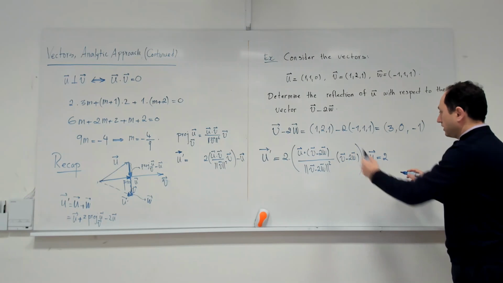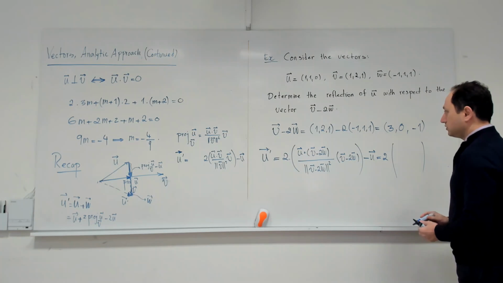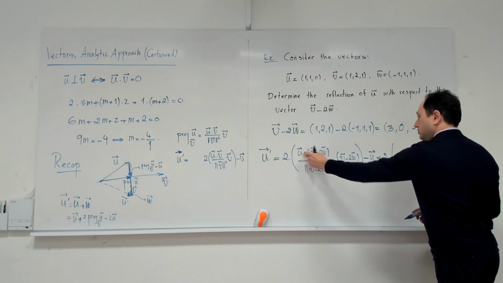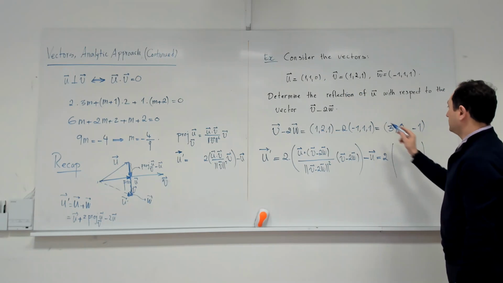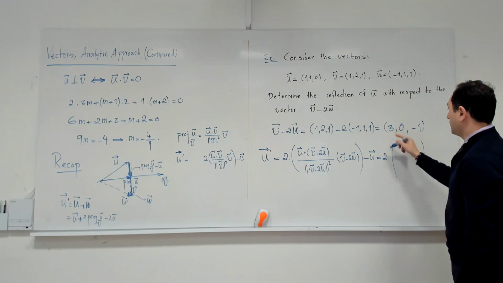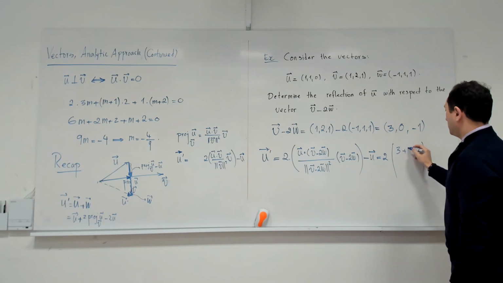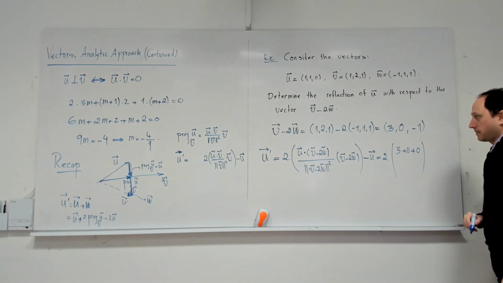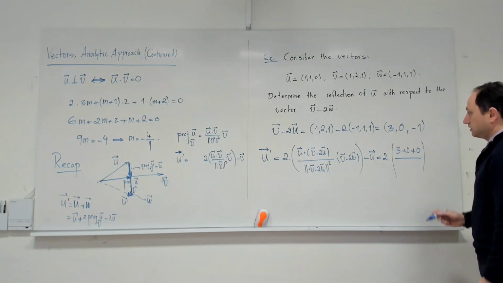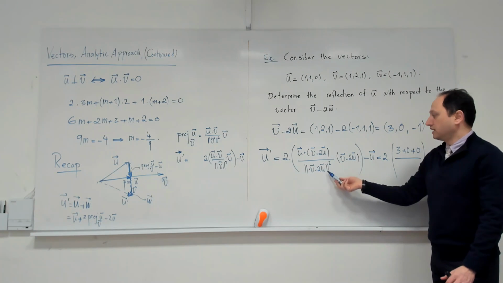So I put a 2 there. Okay, we can write it. u dot this one. So u is that one, this is 1. I multiply 1 by 3. I multiply 1 by 0. I multiply 0 by minus 1. Yes? In the denominator, I have the norm of my vector squared.